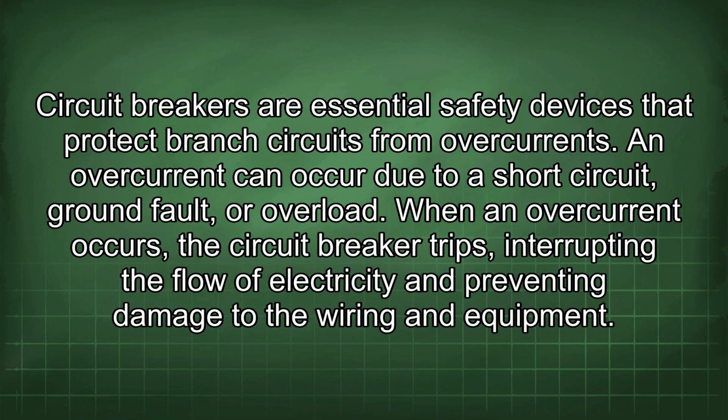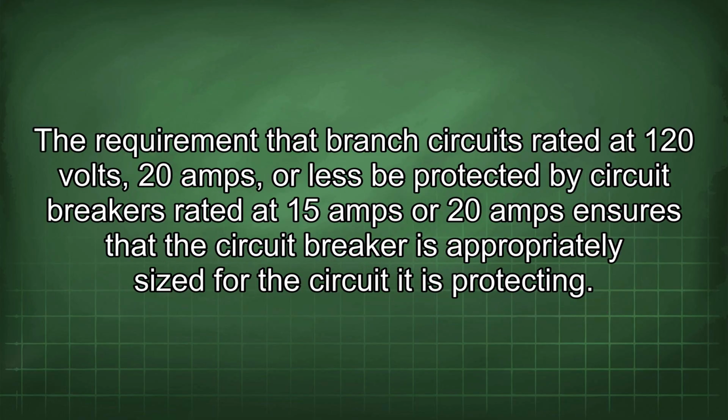Circuit breakers are essential safety devices that protect branch circuits from overcurrents. An overcurrent can occur due to a short circuit, ground fault, or overload. When an overcurrent occurs, the circuit breaker trips, interrupting the flow of electricity and preventing damage to the wiring and equipment. The requirement that branch circuits rated at 120 volts, 20 amps, or less be protected by circuit breakers rated at 15 amps or 20 amps ensures that the circuit breaker is appropriately sized for the circuit it is protecting.